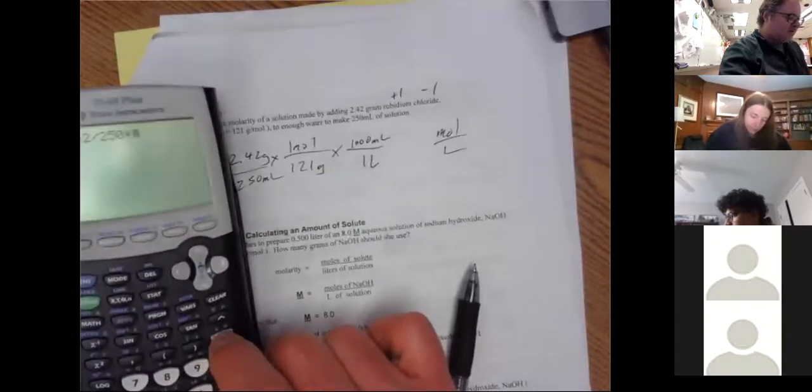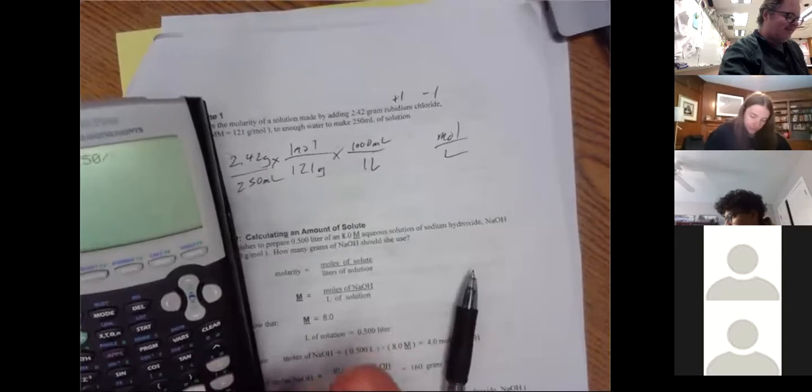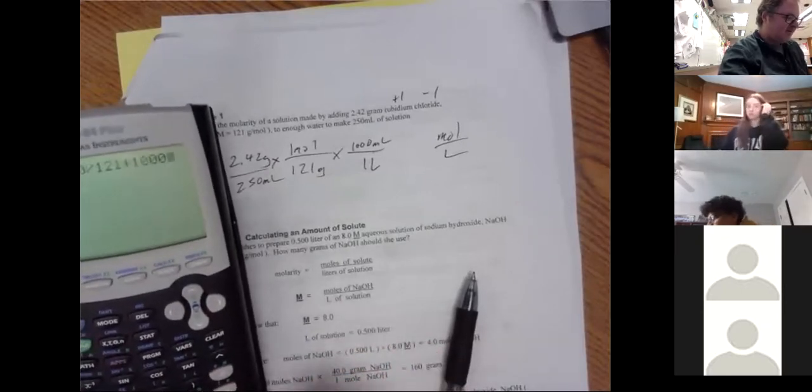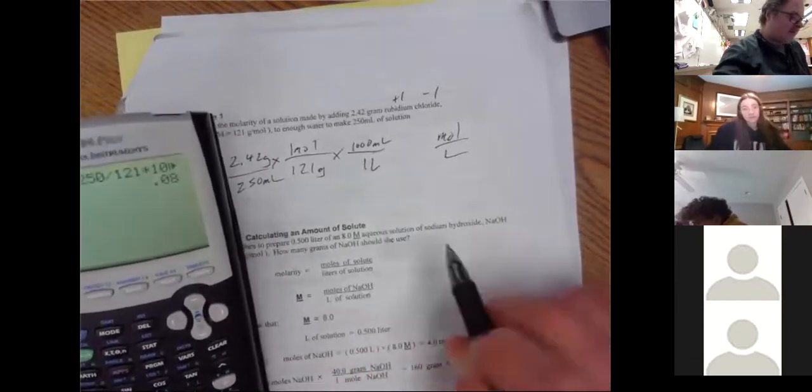If it's on bottom, we divide, and if it's on top, we multiply. Sorry, I just had a piece of candy and I think that my body is reacting to it.